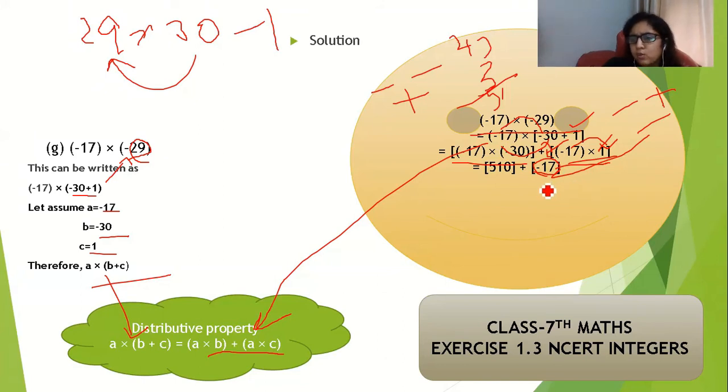What I will do in the next step, I will make this plus and this minus, it will become minus in my next step. Now in my next step, 510 minus 17 means I have to subtract these numbers with each other, and we will get the answer 493 after subtracting these numbers.